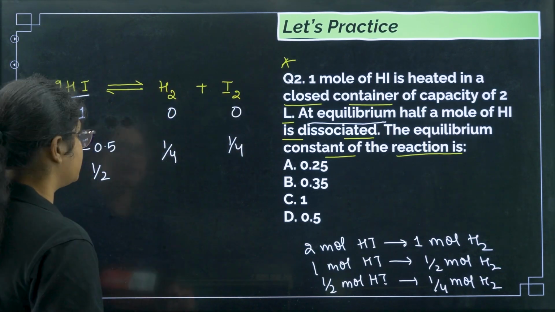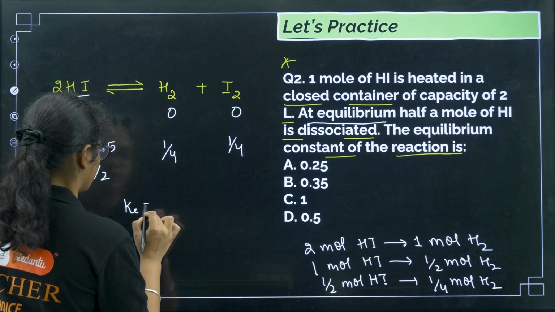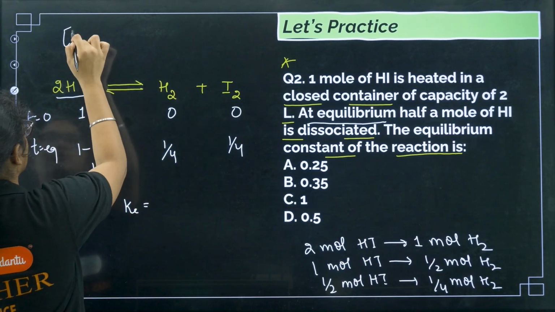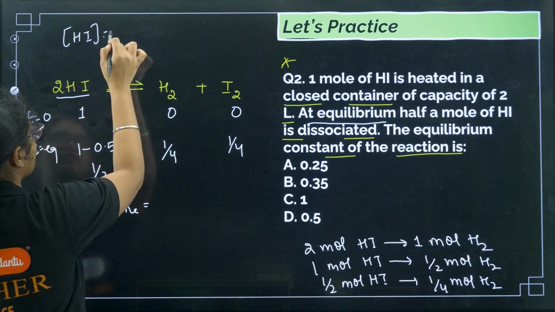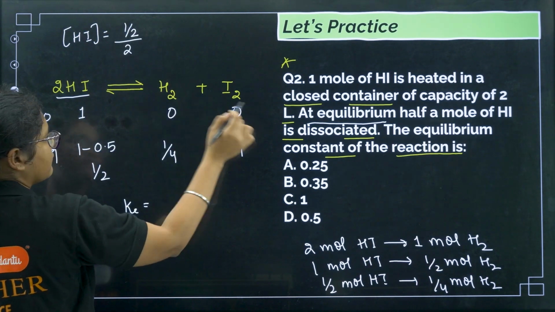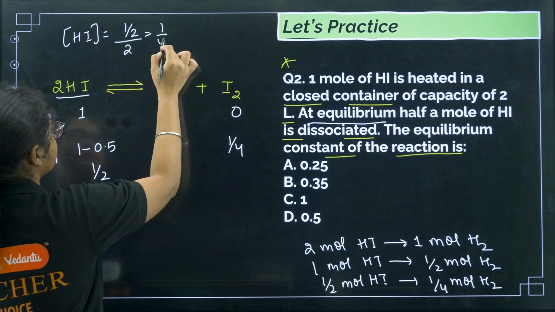Now you need to calculate the equilibrium constant for this one. These are number of moles, right? But these are not concentrations. So what will be the concentration of HI? Number of moles by volume. So 1/2 divided by 2, right? The volume is 2 liters, so that is 1/4.